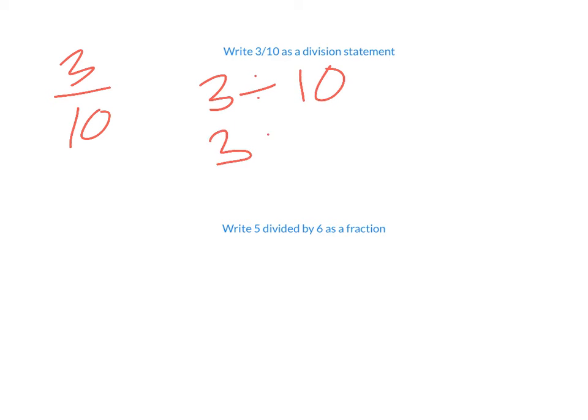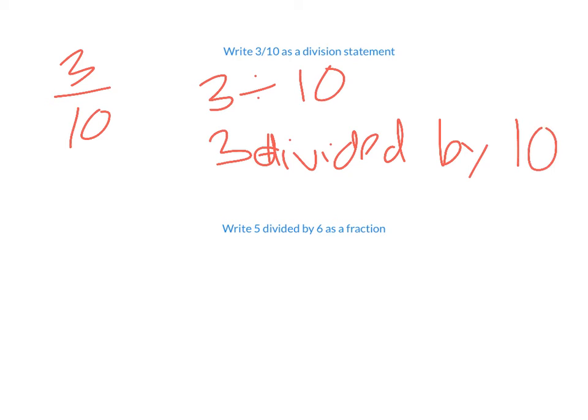Alright, so 3/10 as a division statement. First, I like to just rewrite that as a normal fraction, 3/10. So then I have 3 divided by, for my fraction bar, 10. Or I have my 3 within my division box, and 10 on the outside.